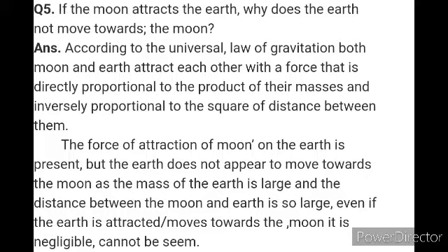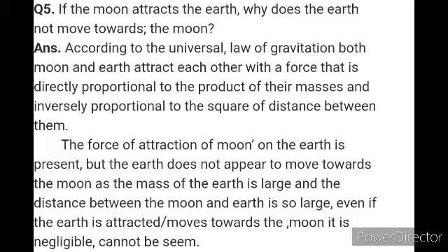Moving on with the next question, number 5. If the moon attracts the earth, why does the earth not move towards the moon? The moon is applying force onto the earth, is attracting the earth towards itself, but still the earth does not move towards the moon. What is the reason behind this?